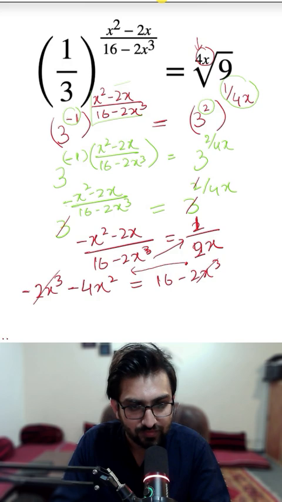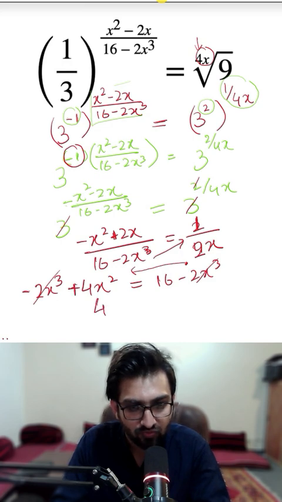Okay, so now let's further simplify that. So we have minus 4 here. Sorry, this is plus 4 as we multiplied that minus 1 inside the bracket. So this will become plus 2x. Okay, the sign will change. Okay, so that is plus 4x.